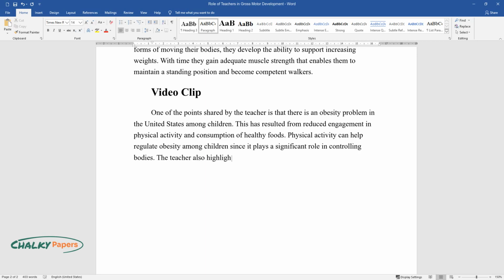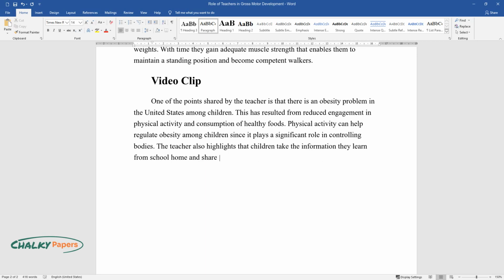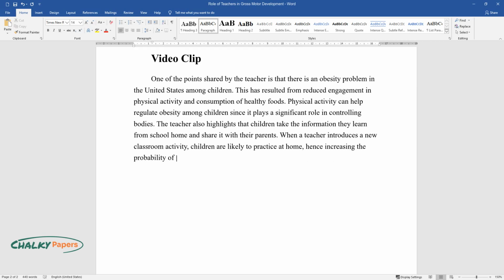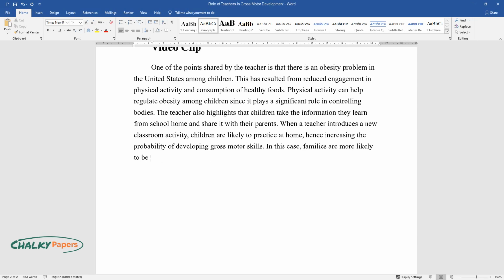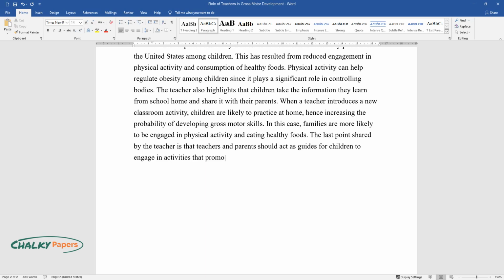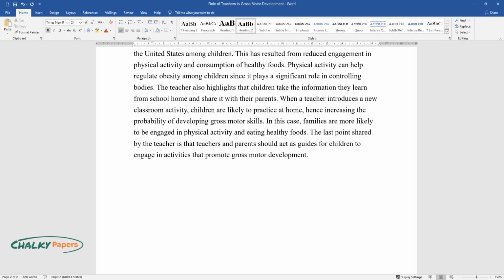The teacher also highlights that children take the information they learn from school home and share it with their parents. When a teacher introduces a new classroom activity, children are likely to practice at home, hence increasing the probability of developing gross motor skills. In this case, families are more likely to be engaged in physical activity and eating healthy foods. The last point shared by the teacher is that teachers and parents should act as guides for children to engage in activities that promote gross motor development.